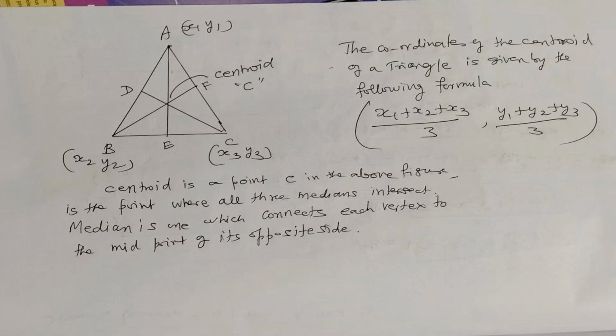The coordinates of the centroid of a triangle are given by the formula x1 plus x2 plus x3 by 3, y1 plus y2 plus y3 by 3. The centroid is point C in the figure.